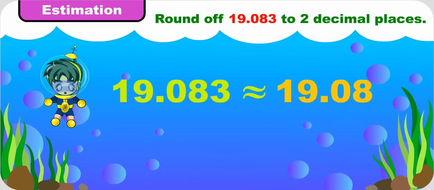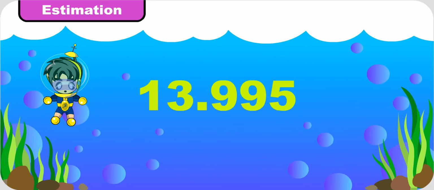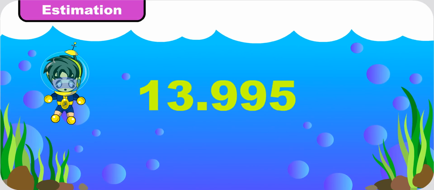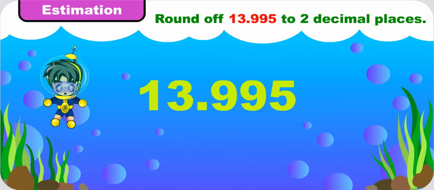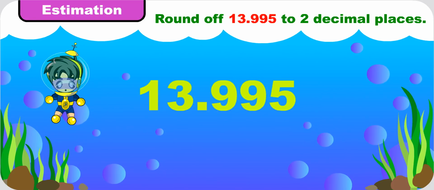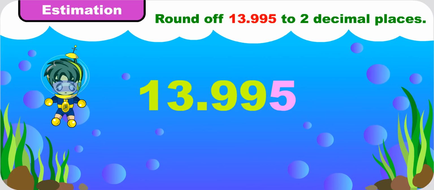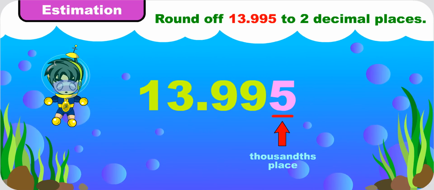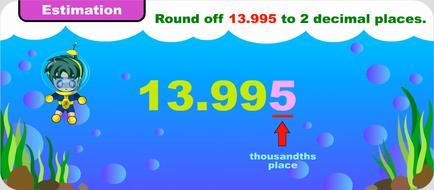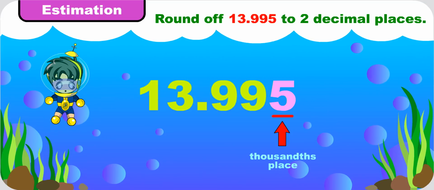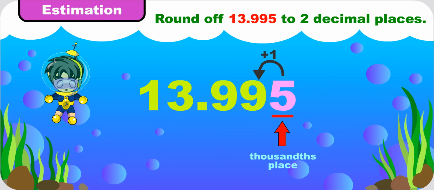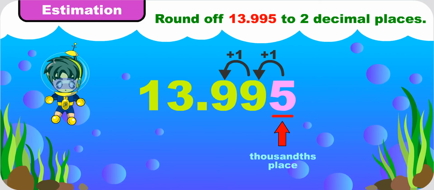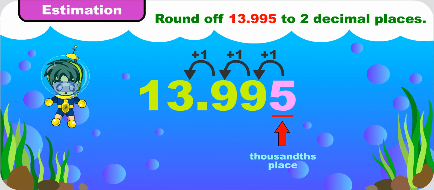What if the decimal is 13.995? What is the answer when it is rounded off to 2 decimal places? We need to look at the digit 5, which is in the thousandth place. The digit being 5, I know that I have to round up the decimal. Thus, I add 1 to the digit 9 that is in the 100th place. As 9 is in both the 10th and 100th place, the answer is 14.